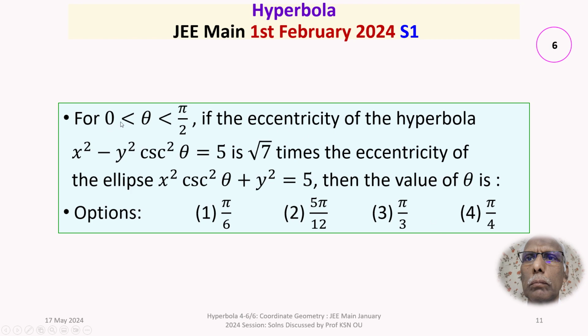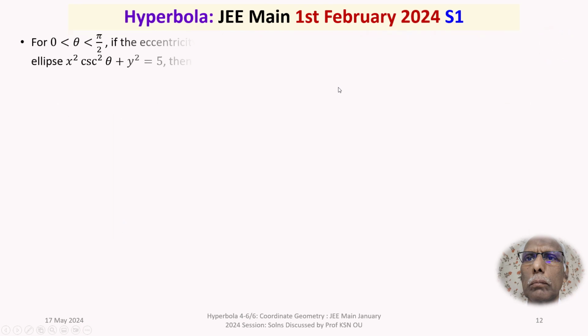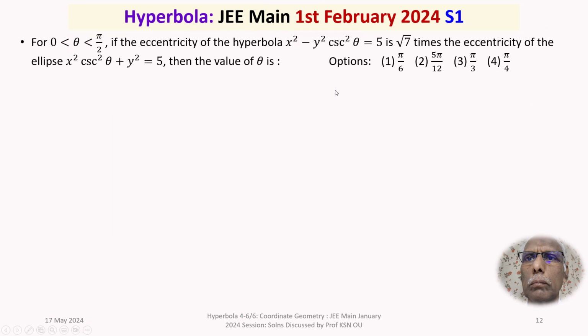So we are given 0 less than theta less than pi by 2. The eccentricity of this hyperbola is given to be root 7 times the eccentricity of this ellipse. Then we are required to find the value of theta when theta lies between 0 to pi by 2. Let's now discuss the solution of this problem in detail. Given theta lies between 0 to pi by 2, theta belongs to the open interval 0 to pi by 2.